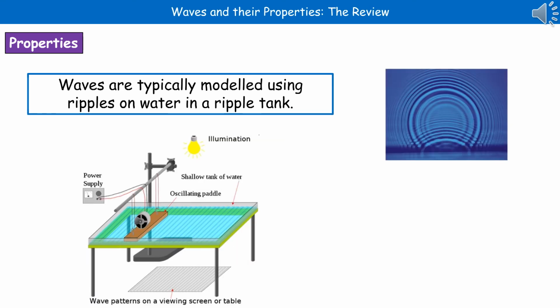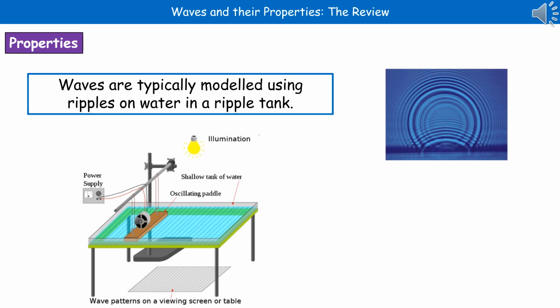The last thing we need to know about is how we can actually model these waves. So hopefully in class you've actually seen this demonstration using a ripple tank. Because we can't see waves, we need to use something that we can see. So we can use water waves for this, which is what the ripple tank actually does. I've given you a little diagram there just in case you've not seen one.